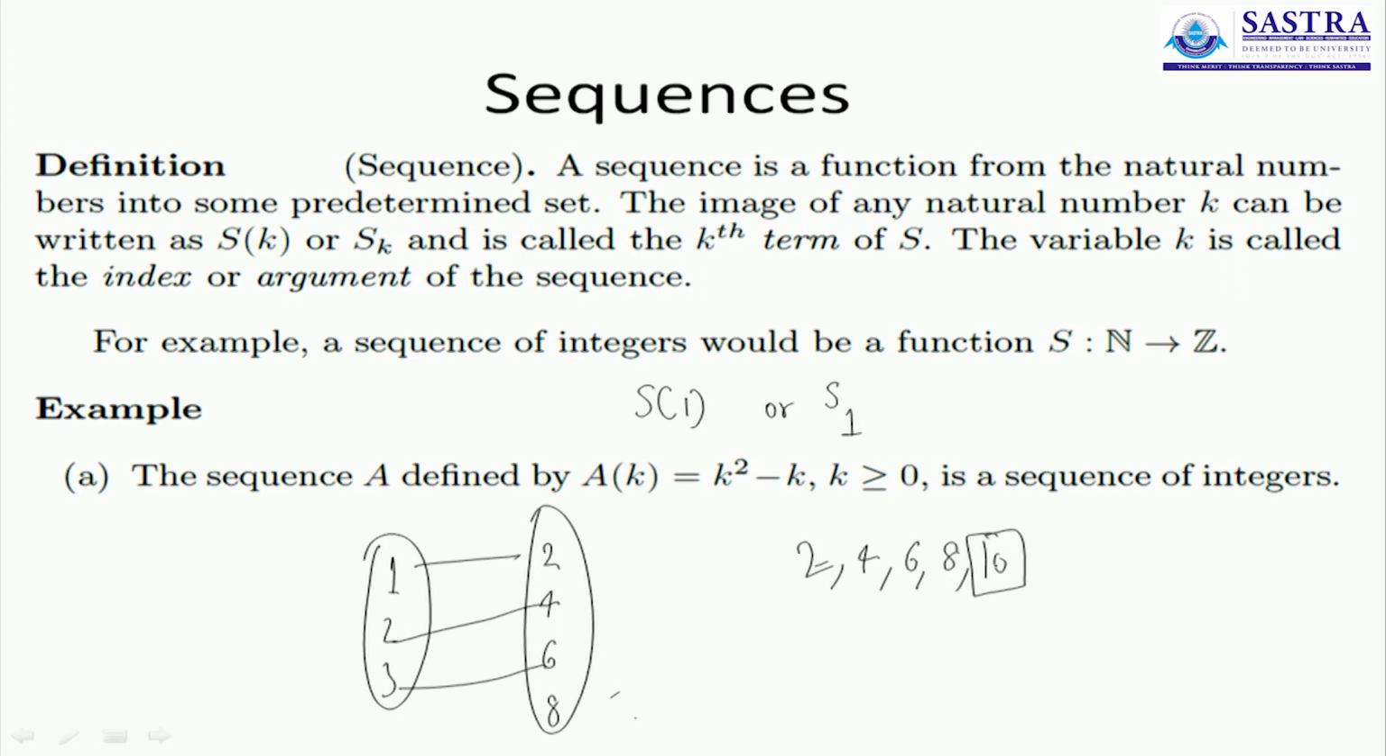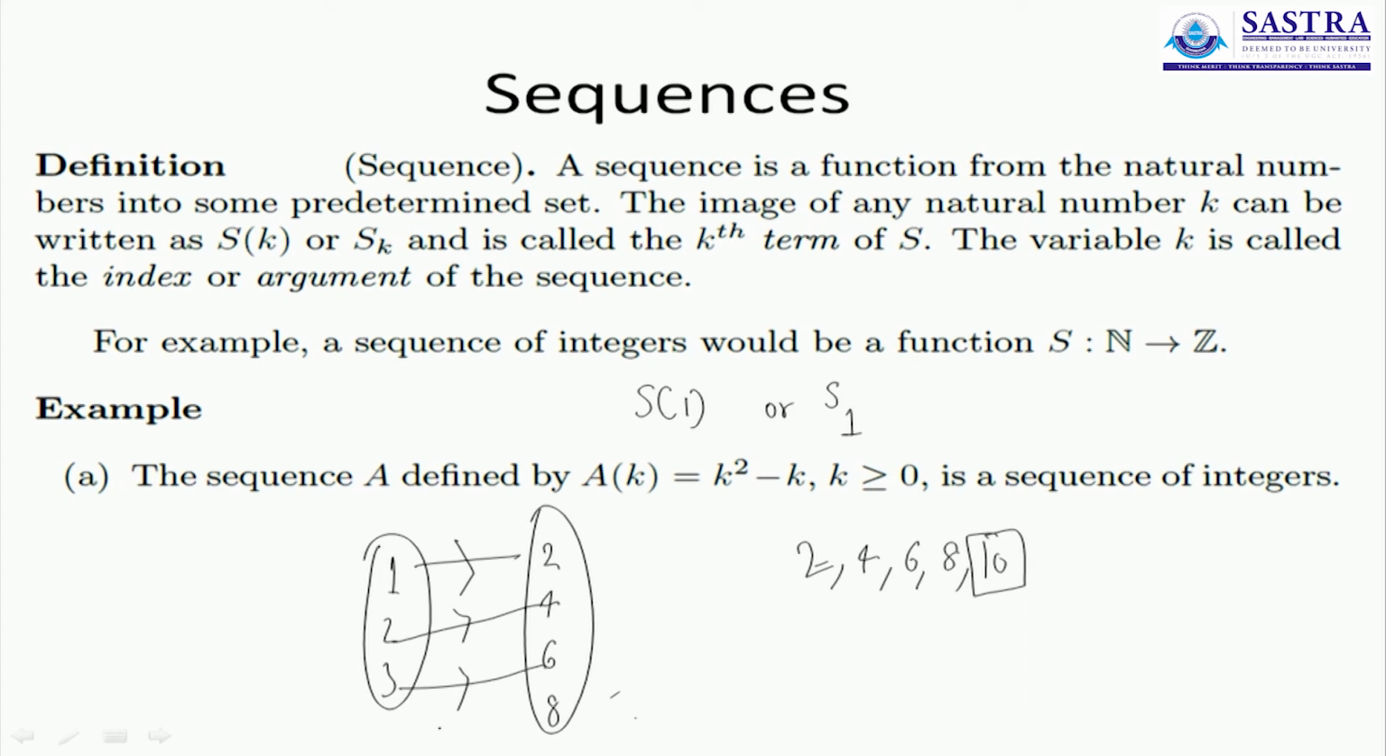So that is what you mean by a sequence. It's a function from the set of all natural numbers to some predetermined set. In our example, that set happens to be the set of all even integers. We can have a look at a couple of examples now, because I told you that there are many ways of defining a sequence.